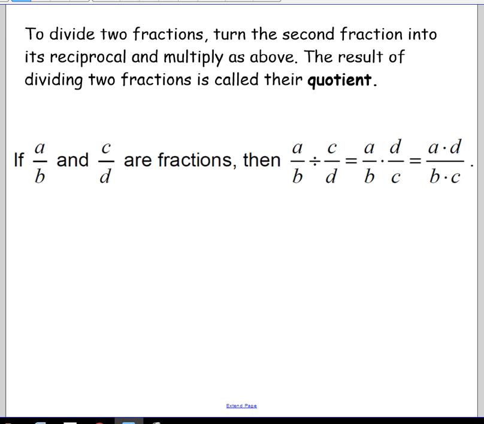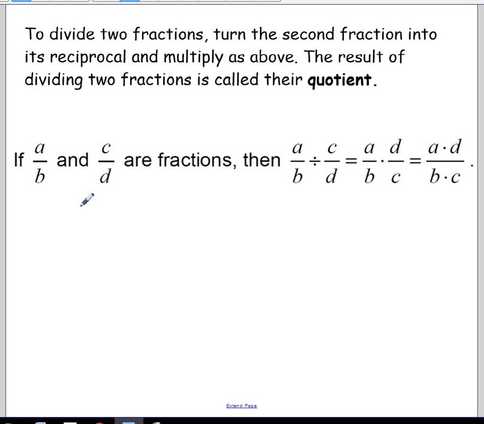And so here it shows us that if we have a over b and c over d for our fractions, then a over b divided by c over d is equal to the same thing as a over b times d over c. So notice how it flips. And so we get a times d over b times c. Now I just want to take a second and show you that this is going to be true, because sometimes we're told a rule without quite understanding why.